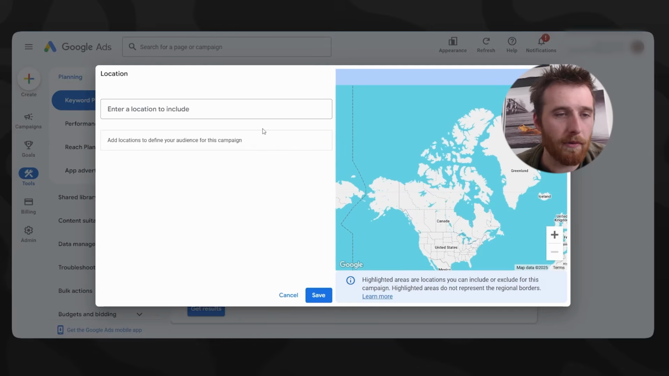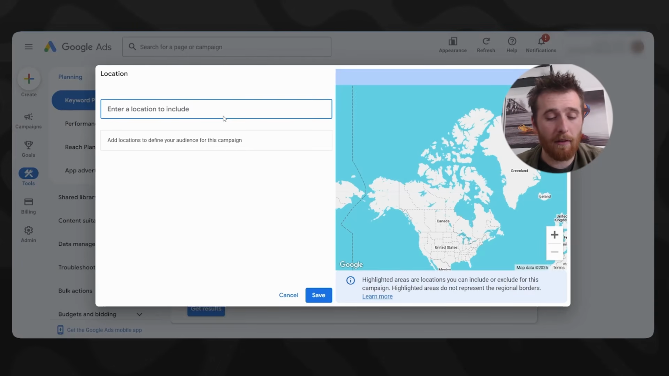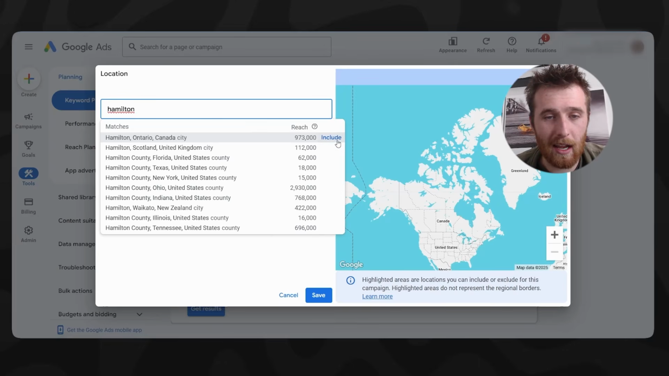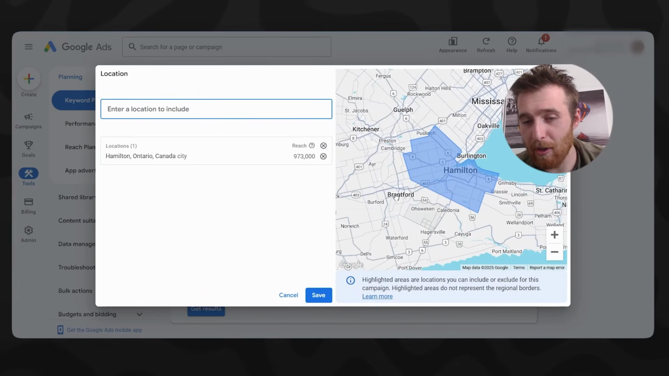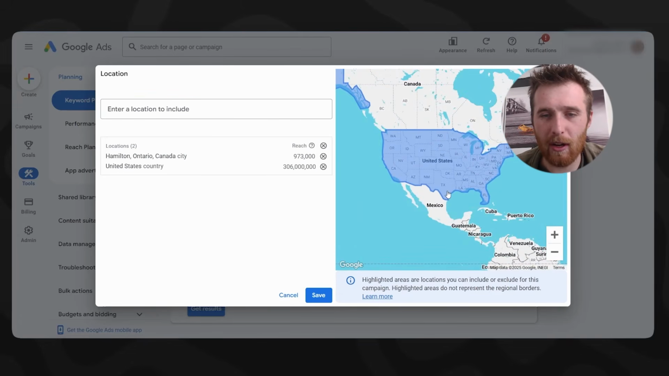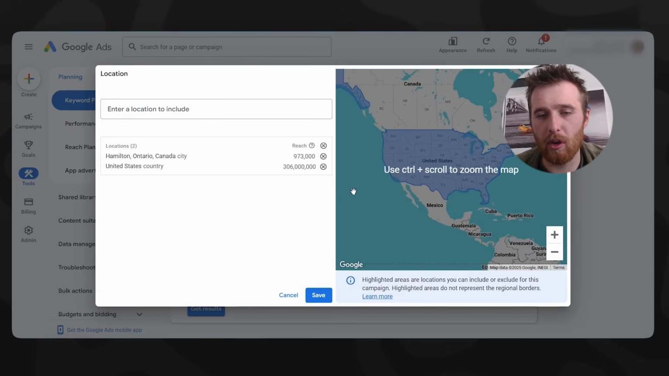Very, very important. For this one, normally you're going to be targeting the city you work in or the surrounding radius. Very easy to do. You just type in, let's do Hamilton here, Ontario, Canada. And since it's February in Canada right now, we're not going to be targeting Canada because there's not a lot of search volume, but for the sake of example, I'm going to do the United States.